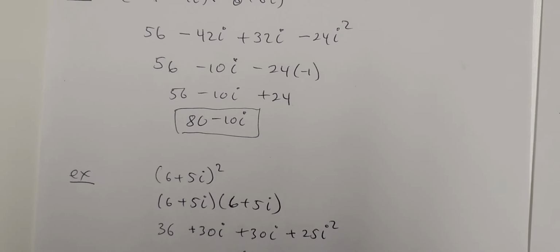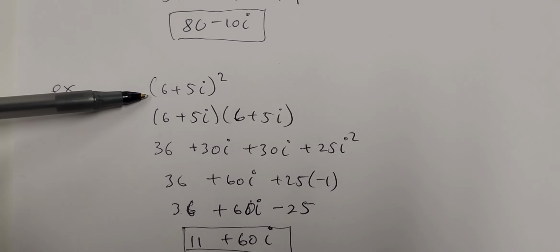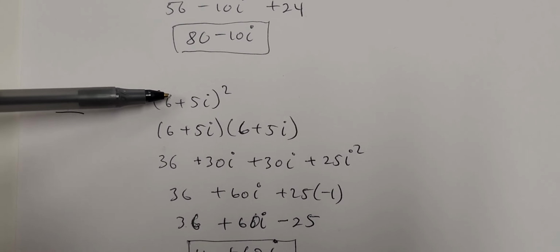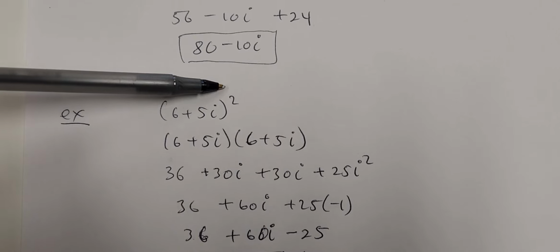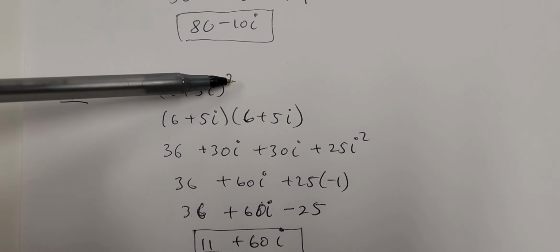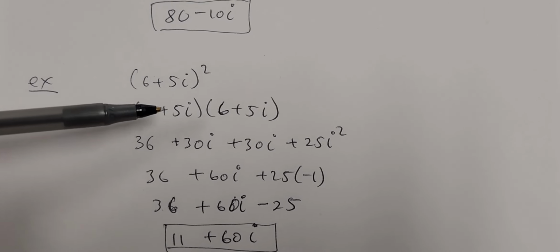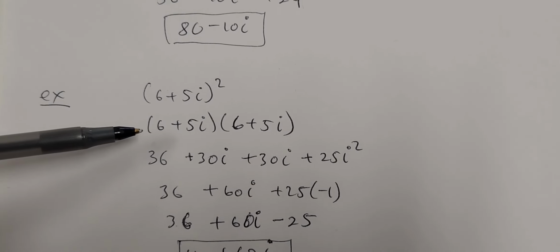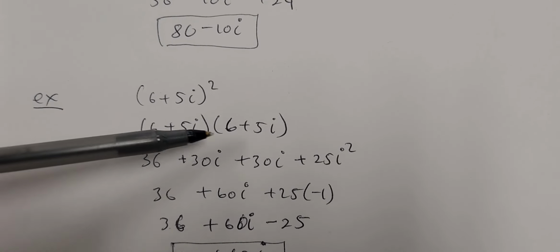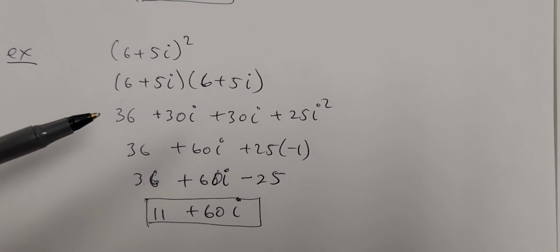Next example, similar. But this time it is squared: 6 plus 5i squared. So what you're going to do is write it twice. This 2 means I'm going to multiply twice. So write out 6 plus 5i twice, and then after that, use the distributive property.